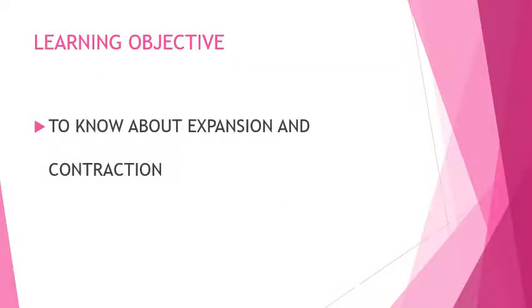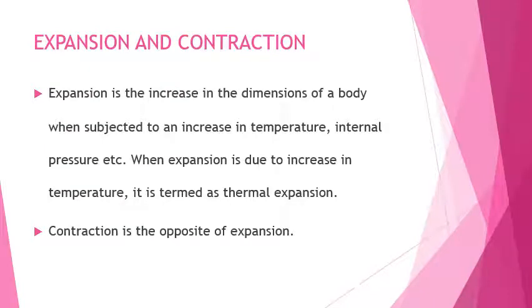Learning objective: to know about expansion and contraction. Let's move on to the definition of expansion and contraction. Expansion is the increase in the dimensions of a body when subjected to an increase in temperature, internal pressure, etc. When expansion is due to an increase in temperature, it is termed thermal expansion. Contraction is the opposite of expansion.